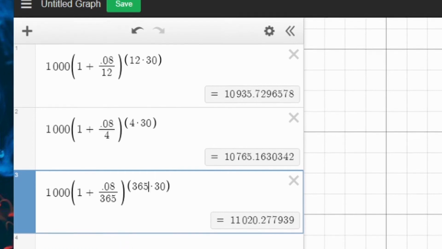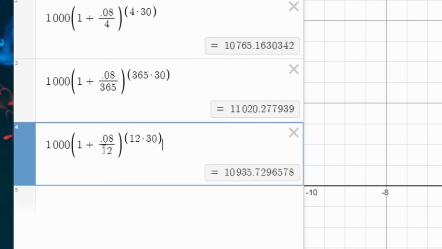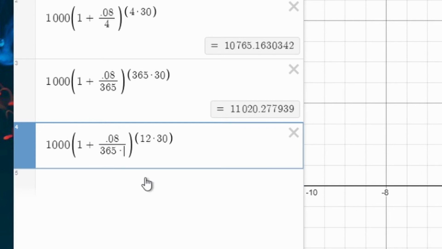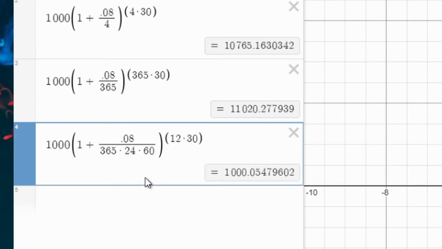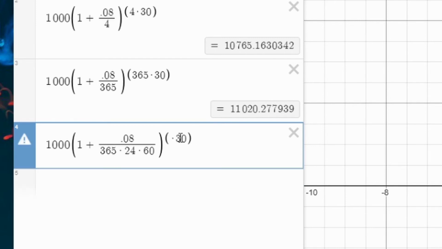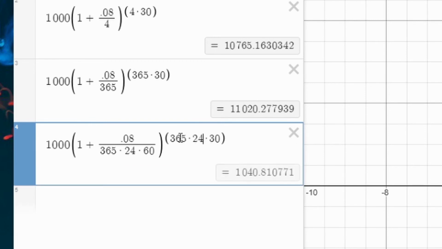Now what about that every minute? Well, this denominator is now going to look like 365 times 24 hours times 60 minutes in an hour. So that's my denominator. And my exponent is going to be my 365 times 24 times 60. Although compounding every day and compounding every minute differs by just under $3 it looks like. Compounding every minute is even better.